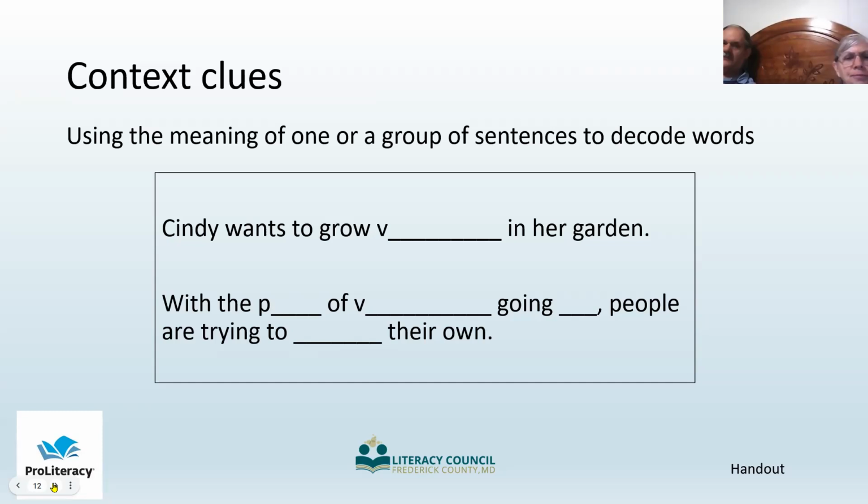Vegetables. Right, read the whole sentence, please. Cindy wants to grow vegetables in her garden. Great, great. Now that one had a good clue. The next one might be a little harder because all of the blanks don't have clues. So anybody want to try the second one? I will. Oh, sorry, go ahead. No, go ahead, Emily. With the price of vegetables going up, people are trying to grow their own. Good, good.